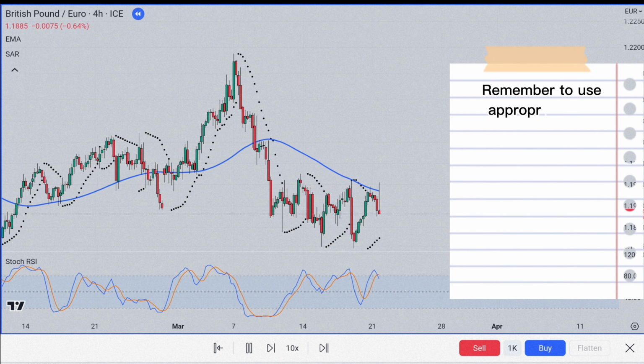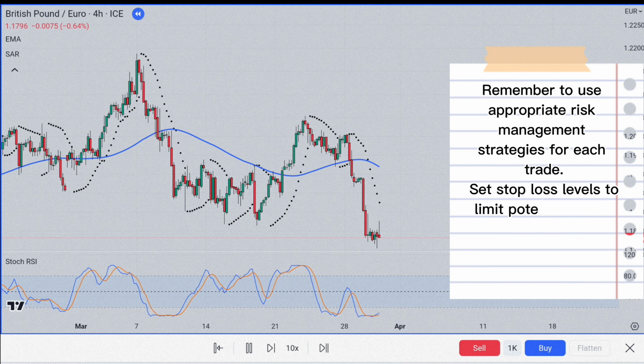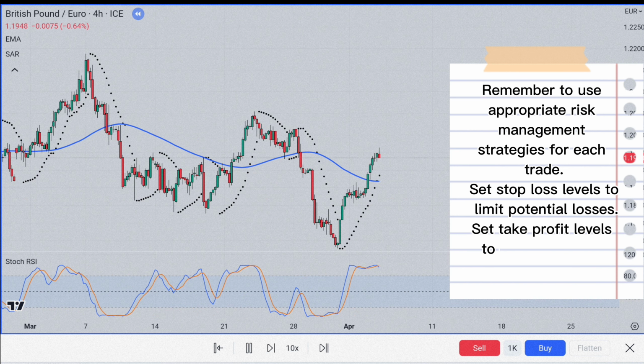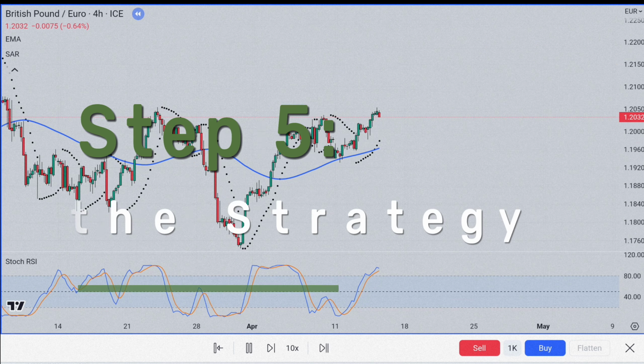Remember to use appropriate risk management strategies. For each trade, set stop-loss levels to limit potential losses. Set take-profit levels to determine your profit targets.